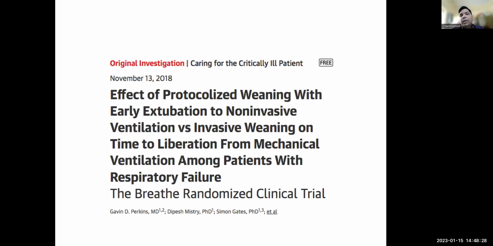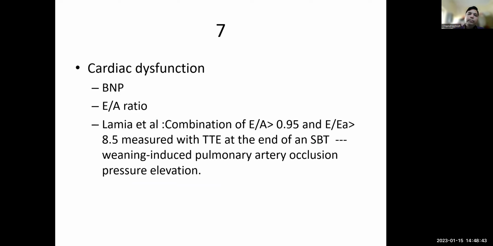So I will still probably, in my practice, continue to wean them to NIV if I think that they are going to physiologically benefit from NIV, as I mentioned, obese, COPD, and heart failure patients.